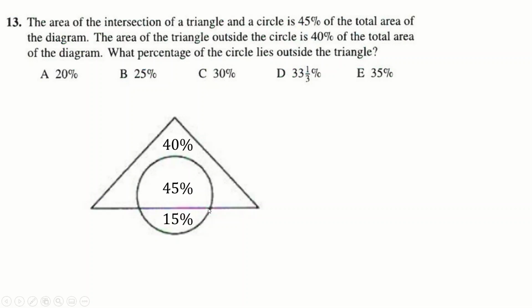Now, just be careful, it's what percentage of the circle? So I'm not concerned with anything else, I'm just concerned with the circle. What percent of the circle is here? Well, it's clearly 15 out of 60 of it. Because the total of the circle is 60, the bit here is 15. 15 out of 60 is 1/4, which is 25%.